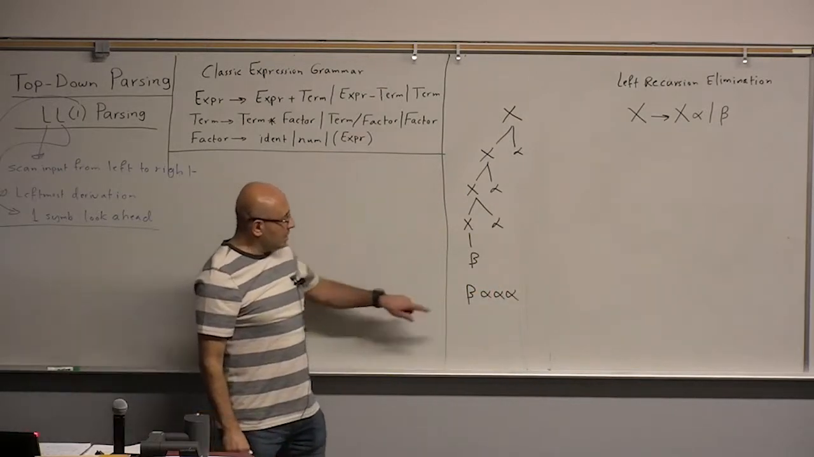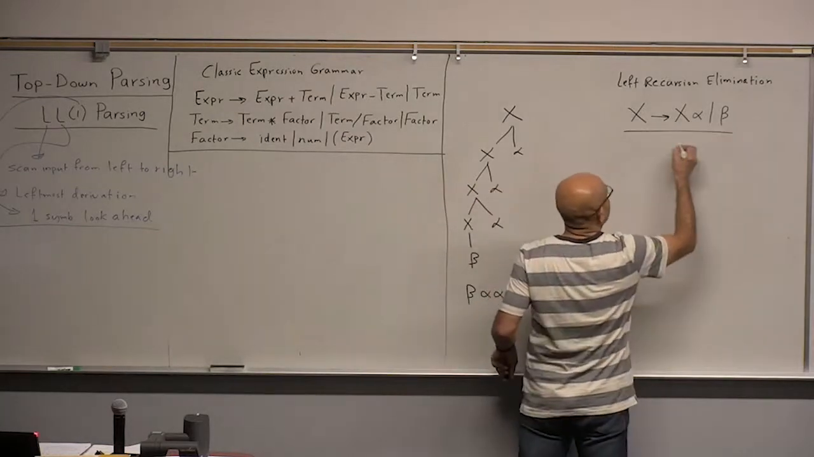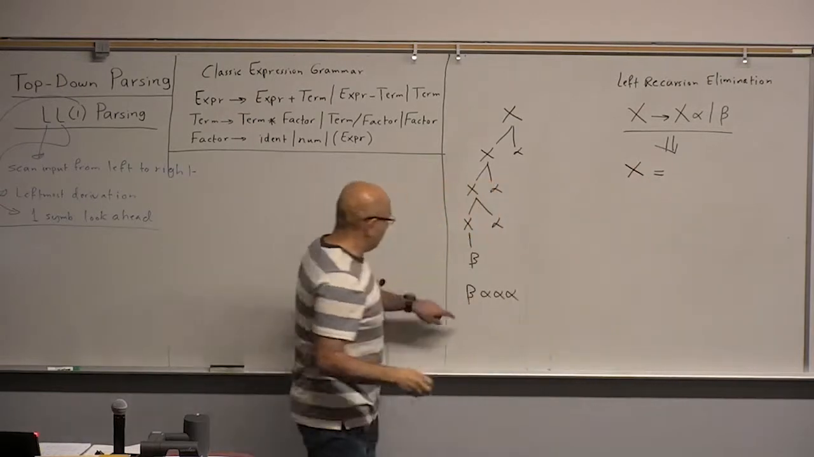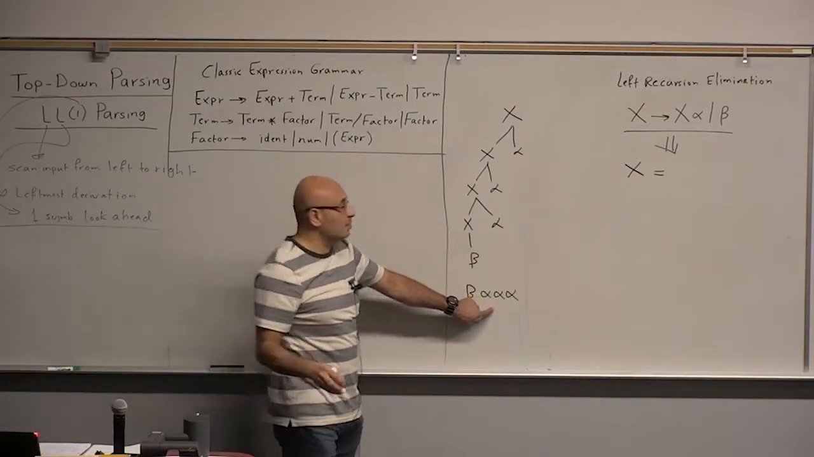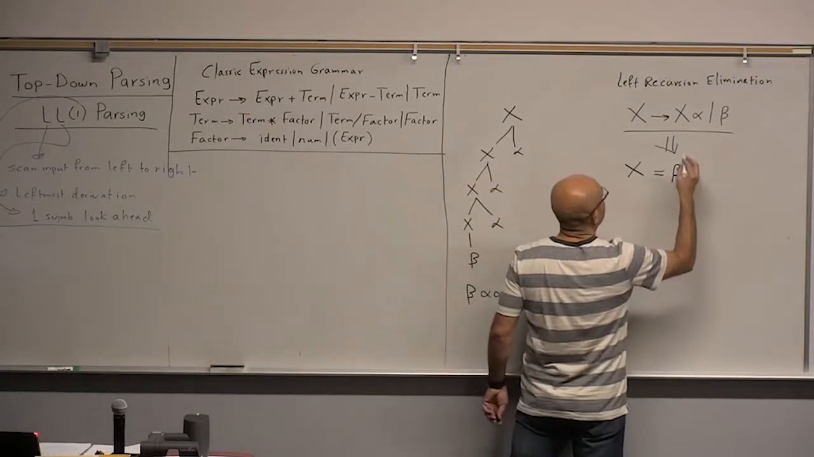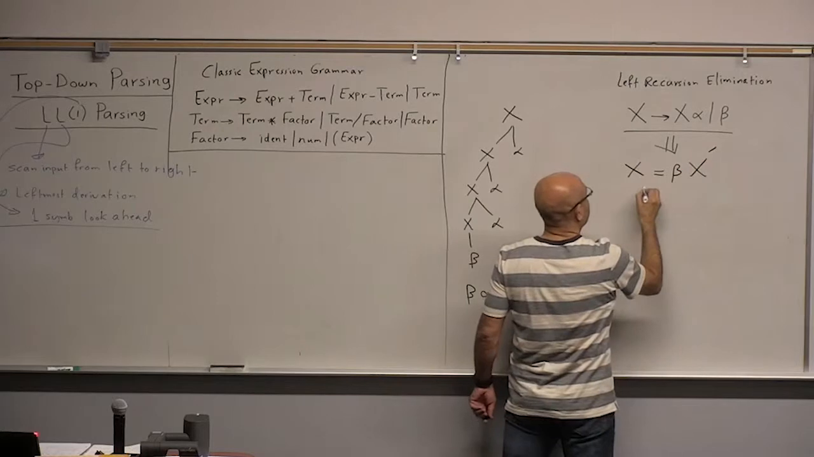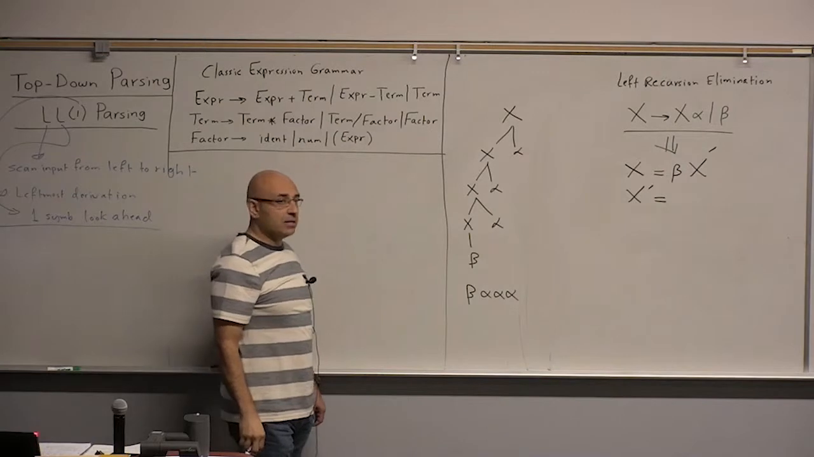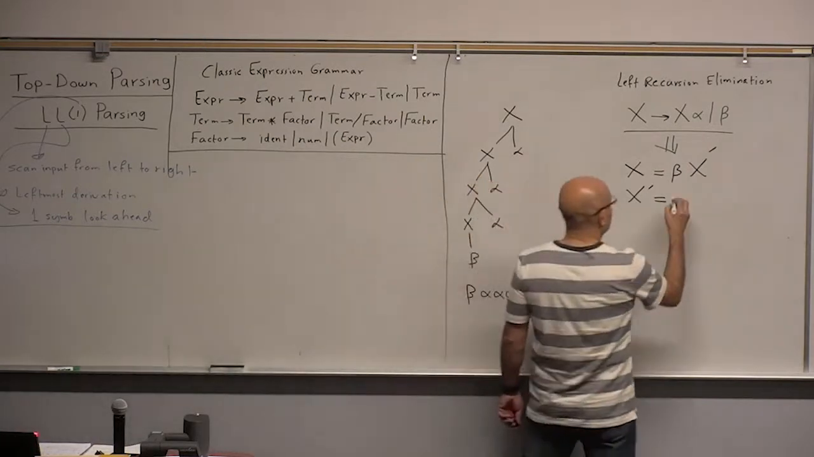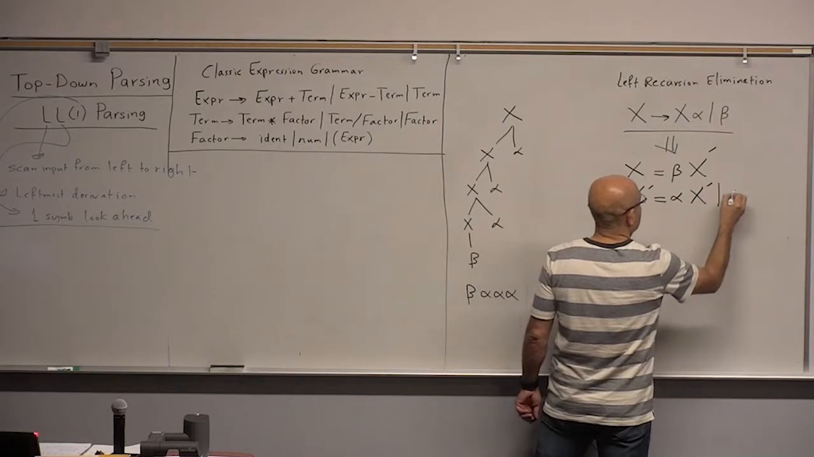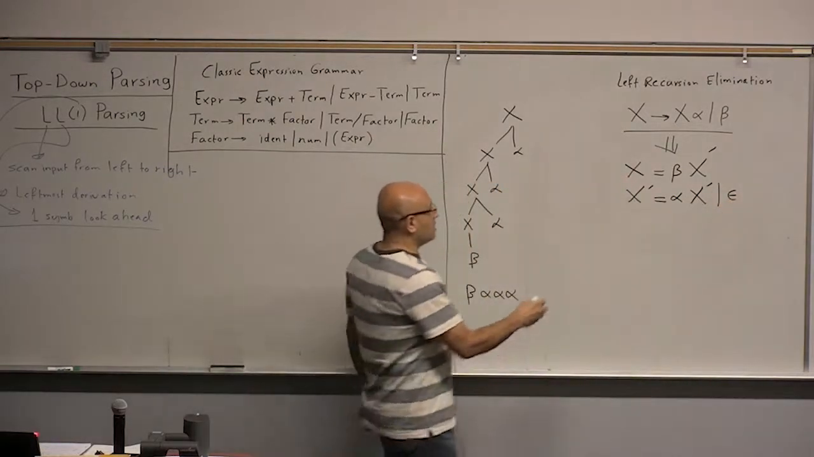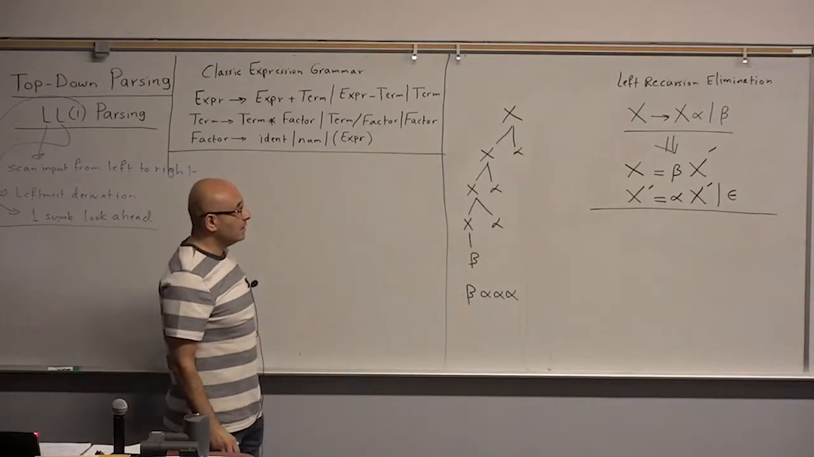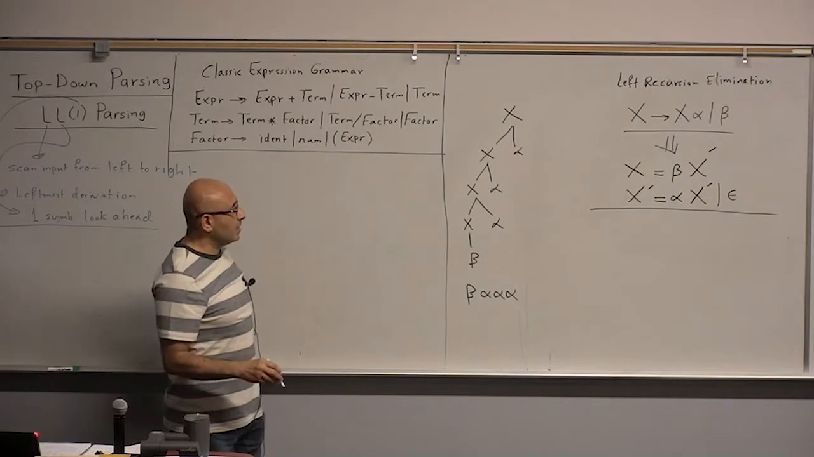Okay? So this grammar can be written in an equivalent format, which is x is beta followed by any number of alphas. So beta is going to be first, then x prime, where x prime is any number of alphas, but now I can use right recursion instead of left recursion. So I can do alpha x prime or epsilon. So these are two equivalent formats. In fact, I can generalize this.